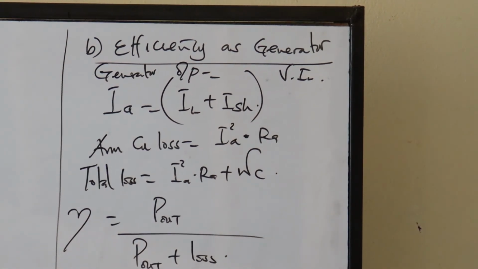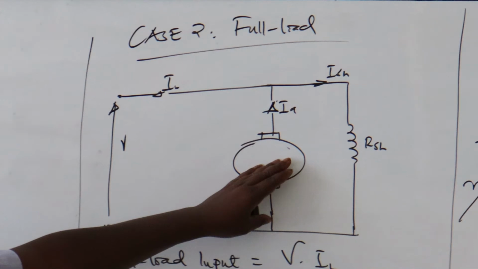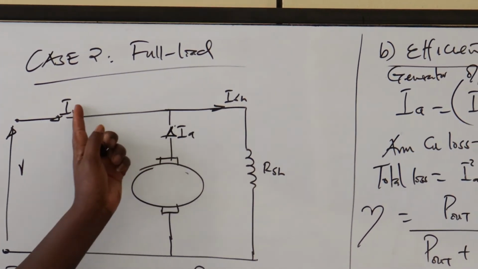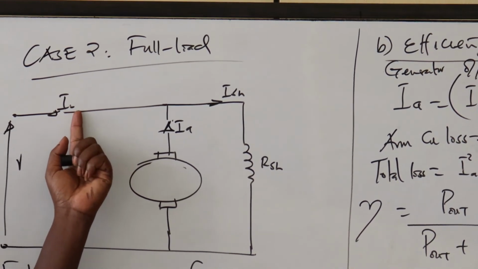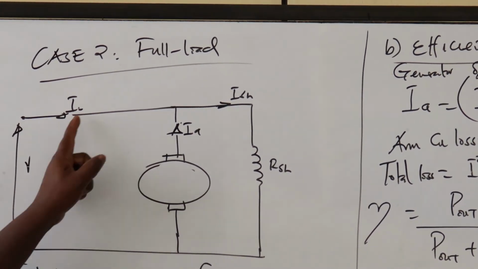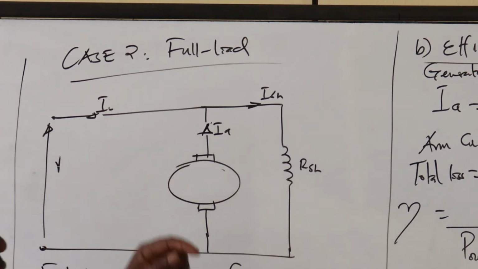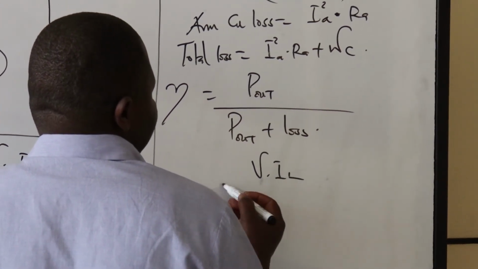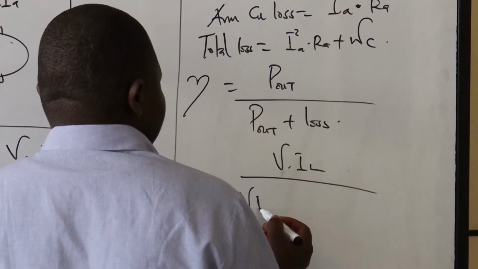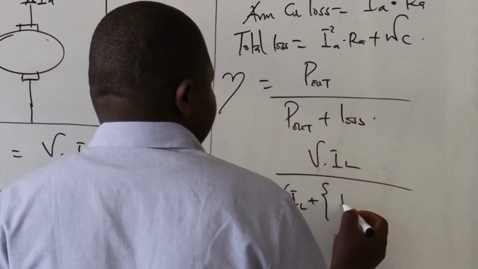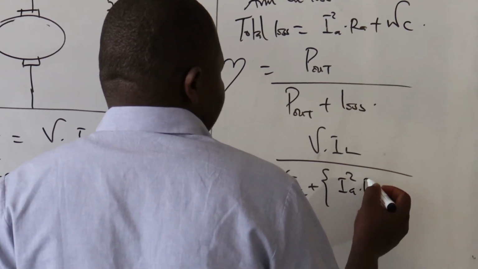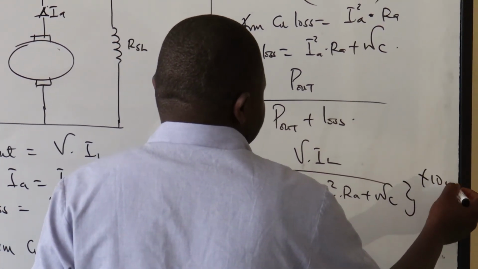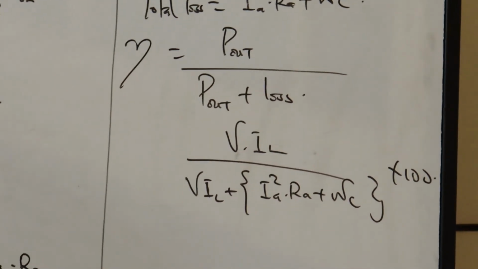Do you understand? Because in a generator, it is the engine that produces power, right? And then it gets to feed the field for excitation, and this is now the output current. So the output power is V times I_L. So we come here and say efficiency is V I_L over V I_L plus I_A squared R_A plus W_C, times 100.